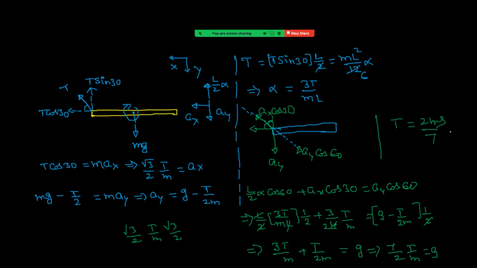Okay. So the key point is that along the string length, there is no acceleration. The reason is that just after cutting, for this point, there is no omega. Since there is no omega, there is no centripetal acceleration. That's why along the string length, acceleration is 0, right?